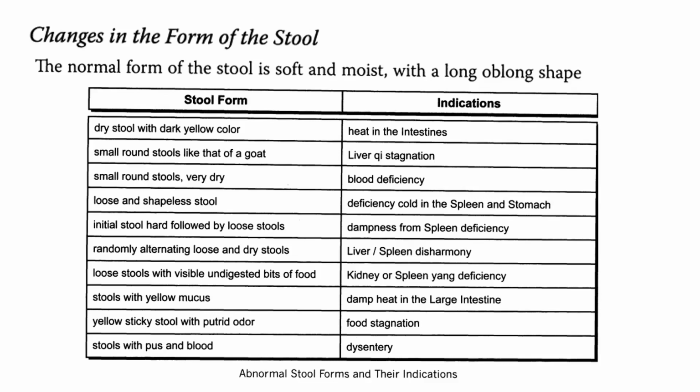If it is a loose stool with visible undigested bits of food, it could be a kidney or spleen yang deficiency. If it is a stool with yellow mucus, it is damp heat in the large intestine. If the stool is yellow, sticky, with putrid odor, it indicates food stagnation. If it is a stool with pus and blood, it indicates dysentery.